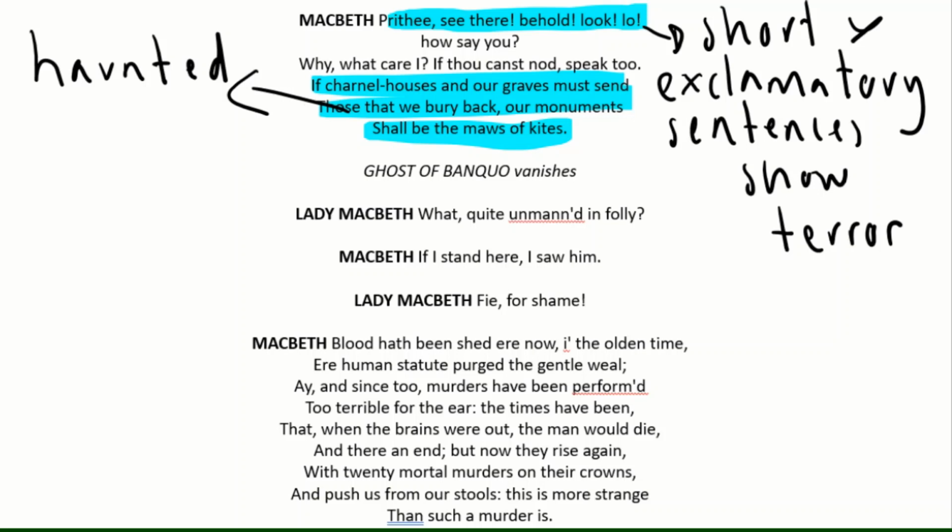He's saying that blood is often spilled, and since the murders have been committed, that they are too awful to talk about. And it used to be that when you knocked a man's brains out, he would just die and that would be it. But now there's people rising from the dead, even though they've got twenty gashes to the face. He's referencing Banquo's murder. He said that this haunting is even more stressful and stranger than murder itself.